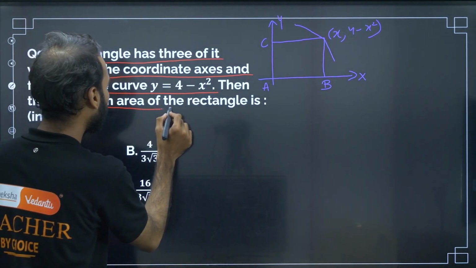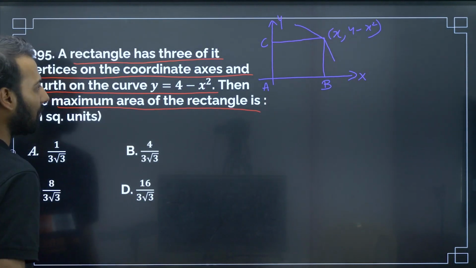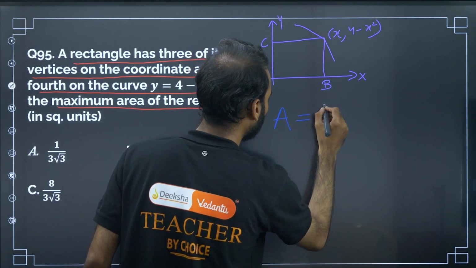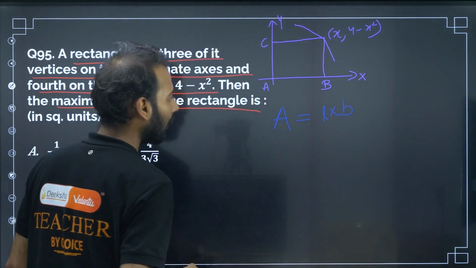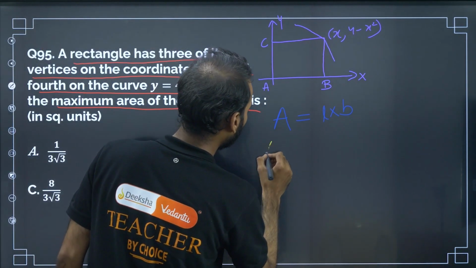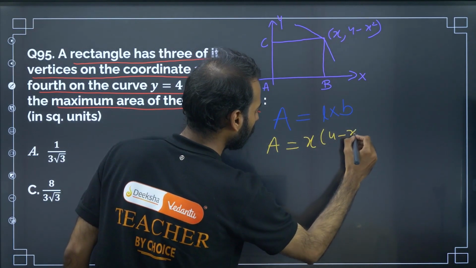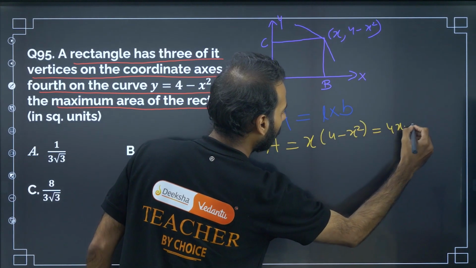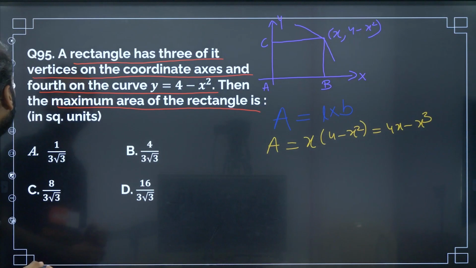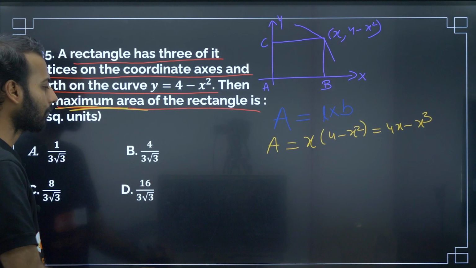Now focus on this part, maximum area. What is the area of rectangle? Sir, we don't know, sir. Don't say like this. Area of rectangle is equal to length into breadth. If I observe here, length is x, breadth is 4 minus x square. So area is 4x minus x cube. Now what are they asking? Then the maximum area. Maximum area means what to do?